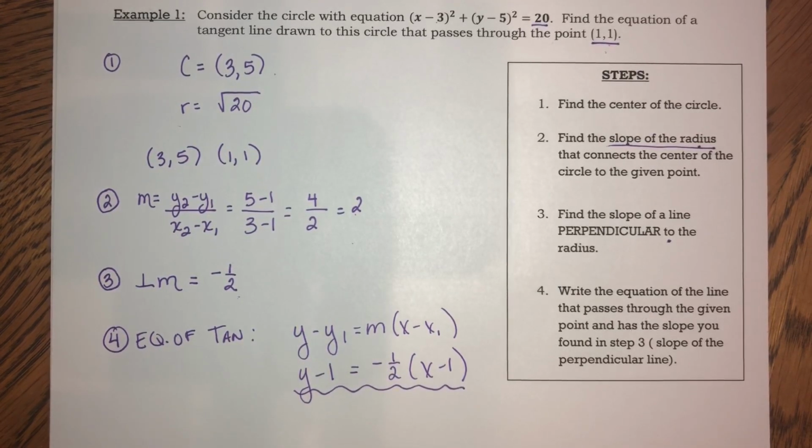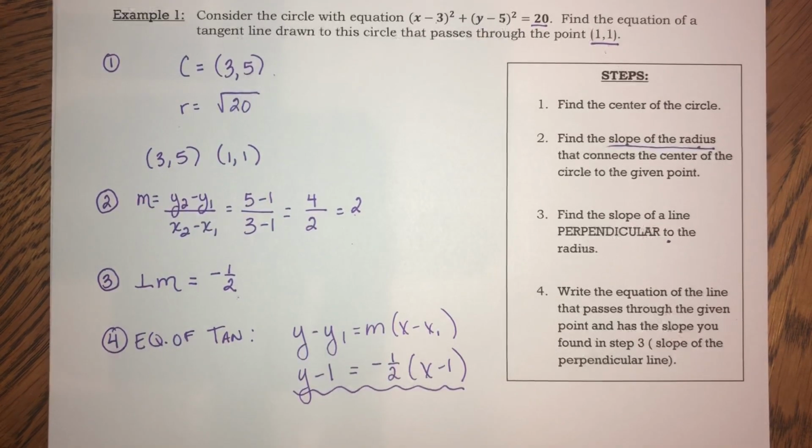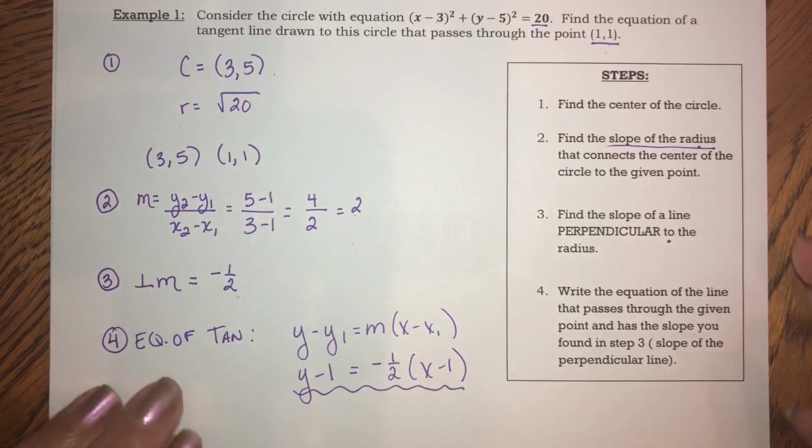Now, if it's a multiple choice question and it's not in this format, then you might want to use the distributive property and then add a 1 to both sides so you can get the other form. But if they don't tell us differently, we can just do it like that and we can say we're done. We wrote the equation of the line that passes through the given point and has the slope that you found in step 3, that perpendicular slope. That's it. And now we're going to practice that with a couple more problems. That's really the whole lesson for today.